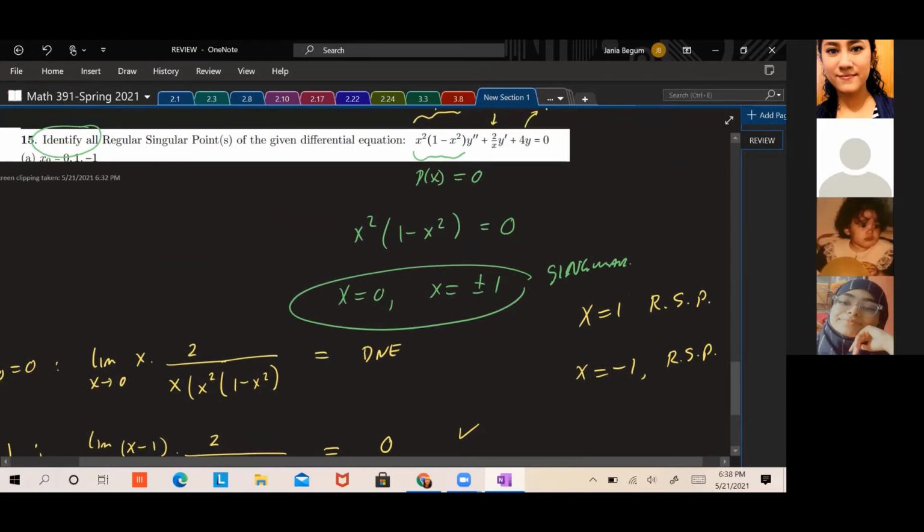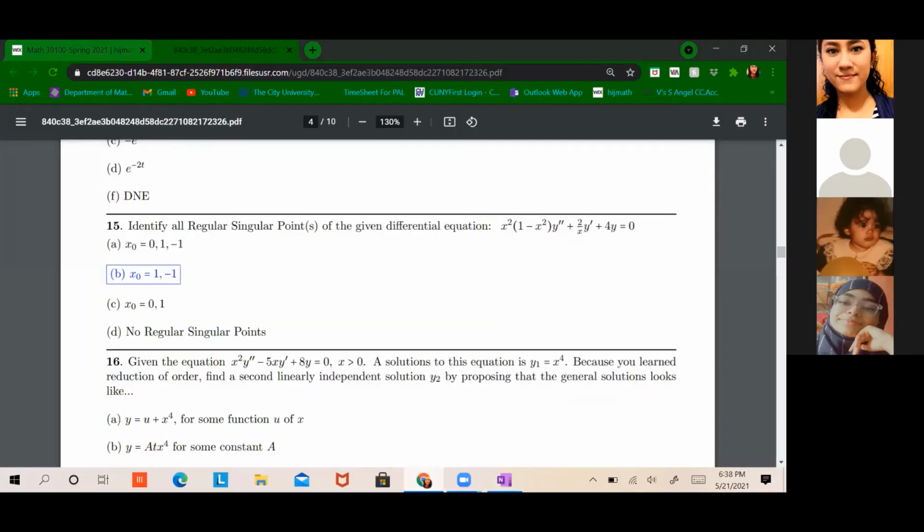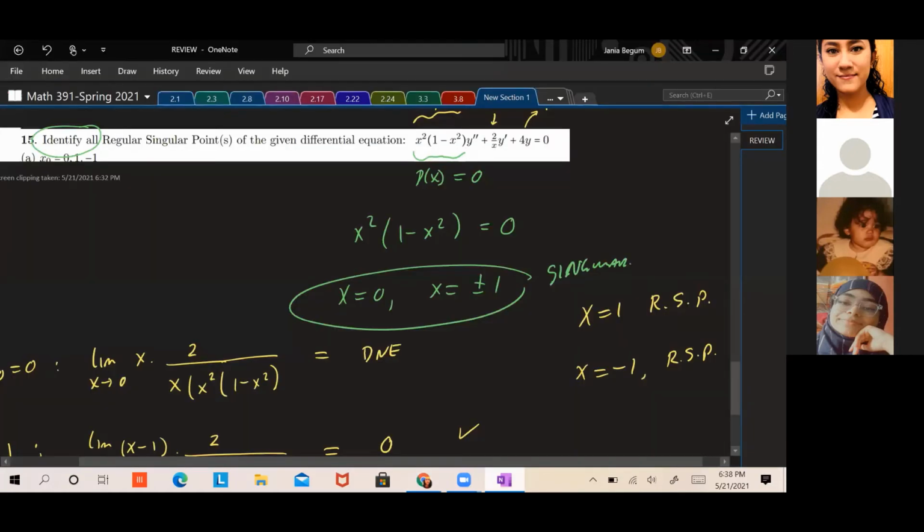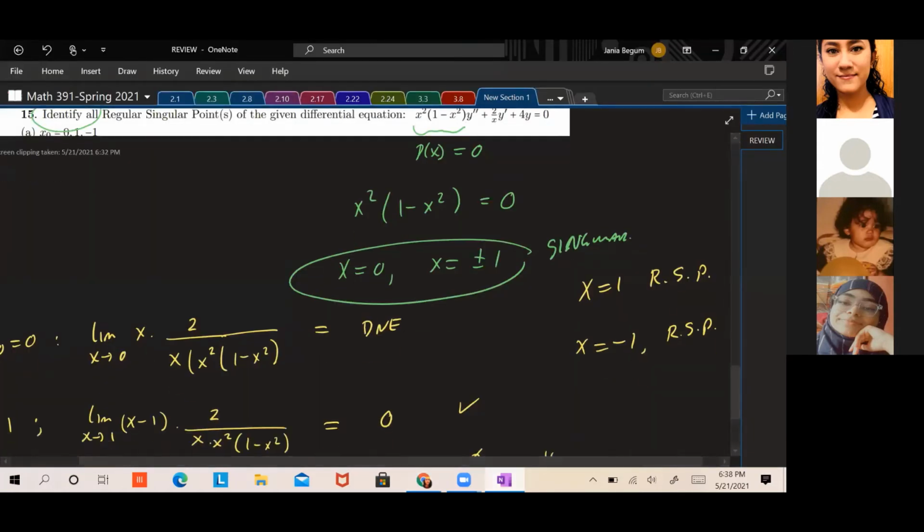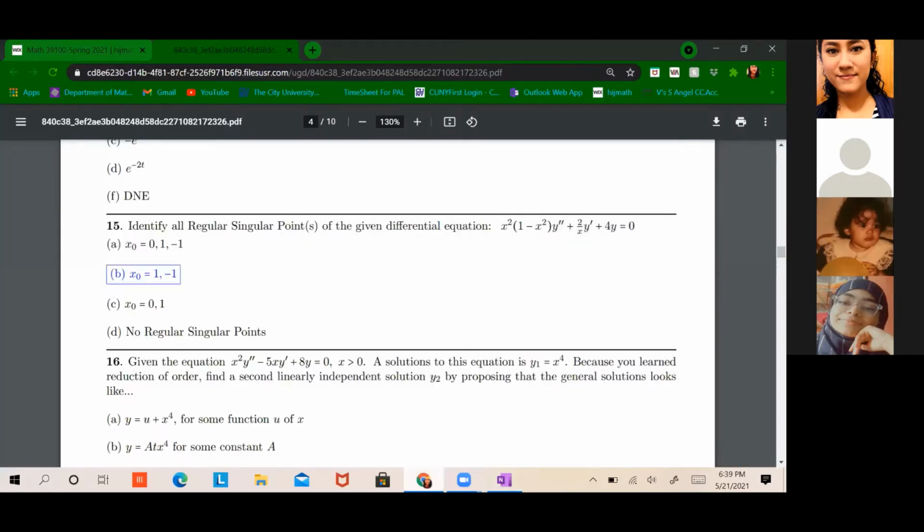Any questions on 15? What does that say, D and E? The limit does not exist. Right, does not exist. Okay, so any questions on 15?